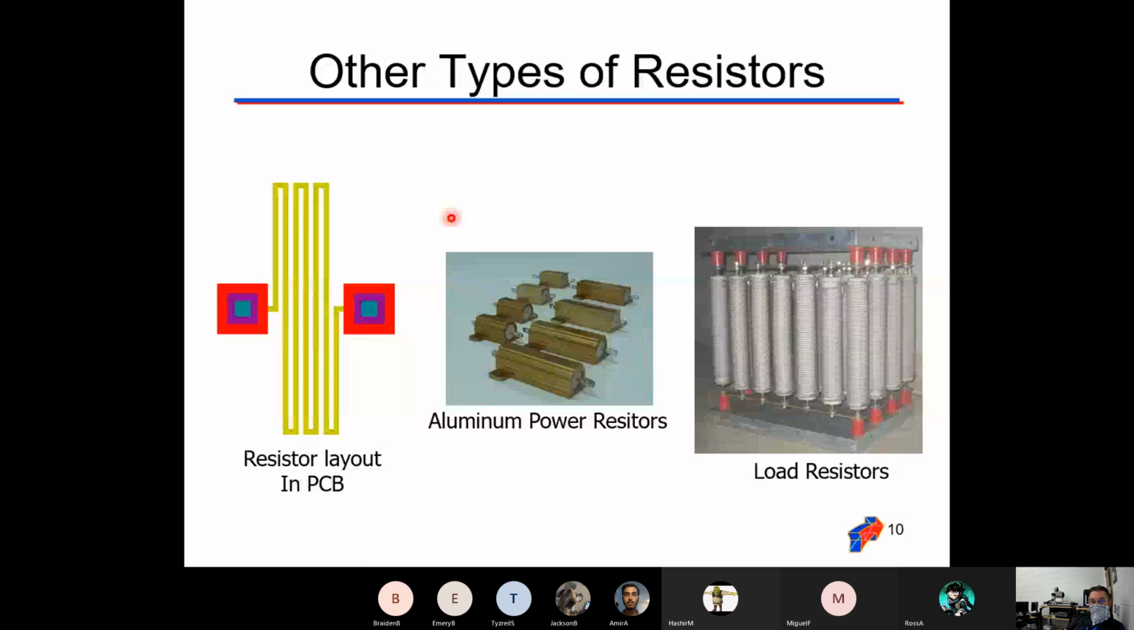All right. Other types of resistors. We have a resistor in layout in PCB, which is a printed circuit board. If you don't want to add a resistor to your circuit, you can print it out kind of like this. What you should be able to see is that it would take a lot longer for it to go through each one of these bands before it reaches this point. So that would slow it down versus just going straight across. That's one way to make a resistor, or to make it take longer.